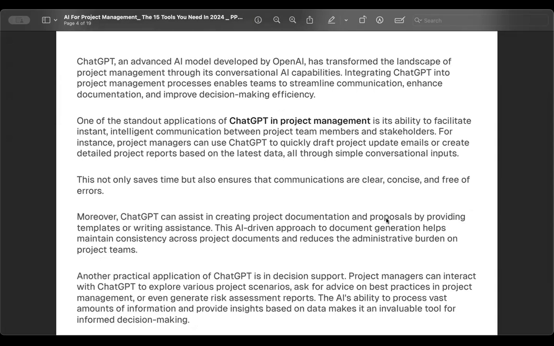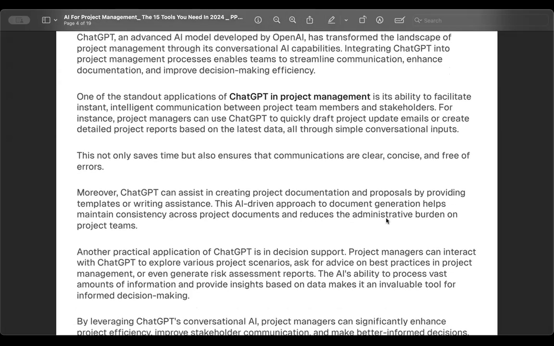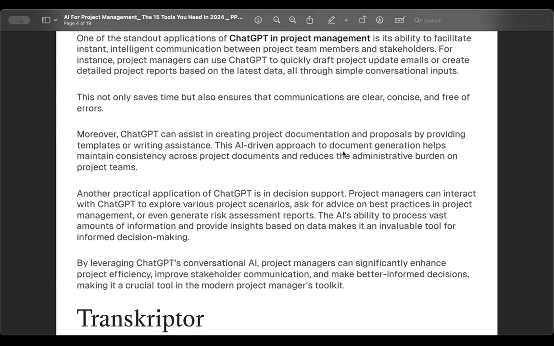These are the features: creating project documentation and creating project proposals. By providing templates for writing assistance, we can give it some templates and generate the proper one. This AI-driven approach to document generation helps maintain consistency across project documents, and we can reduce the administrative burden on project teams. What else can we do? Another practical application of ChatGPT is decision support. Project managers can interact with ChatGPT, ask questions, customize and evaluate their decisions, explore various project scenarios, ask for advice on best practices in project management, and even generate risk assessment reports as well.